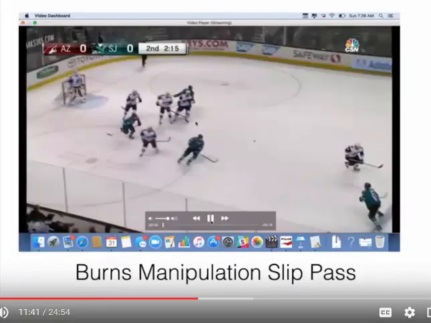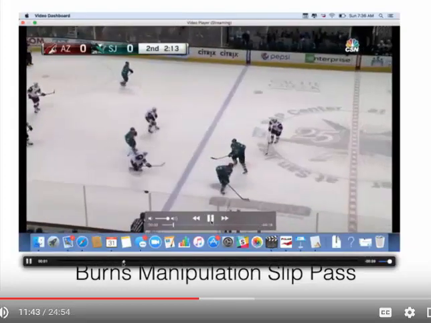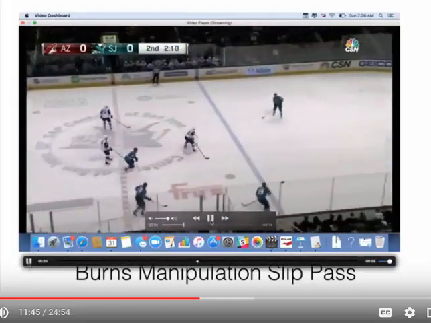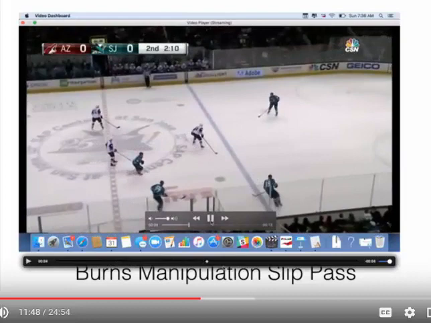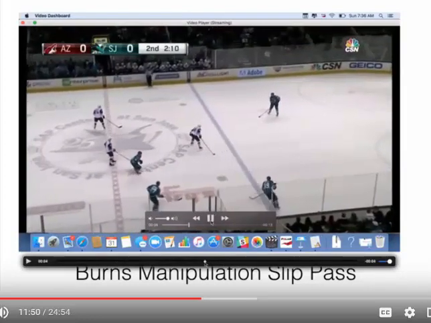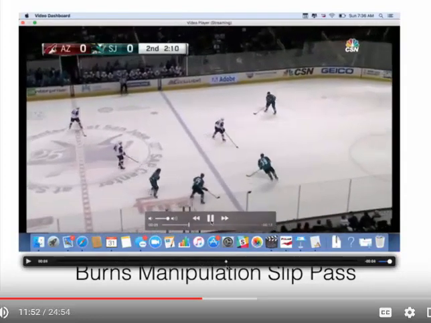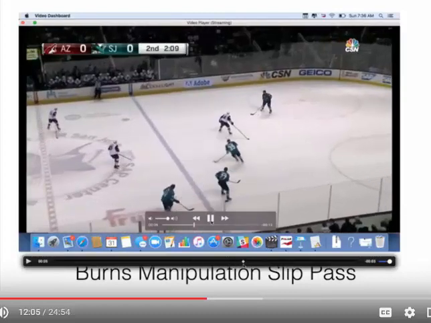Now, if we look at Burns here, he has a manipulation of a slip pass, and this is an important piece as it relates to the skills of the girls that need to happen. So here, Burns is going back with the puck. You can see the Arizona player here establishes stick presence on this side of the ice to discourage the play to go this way.